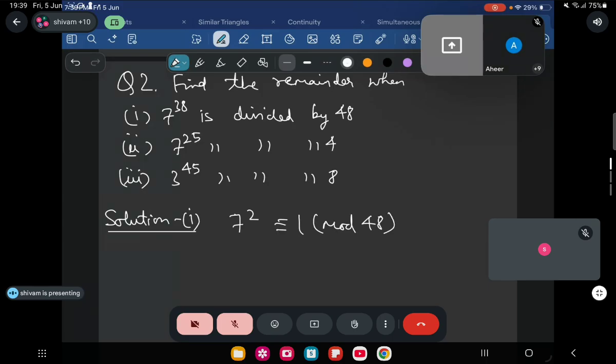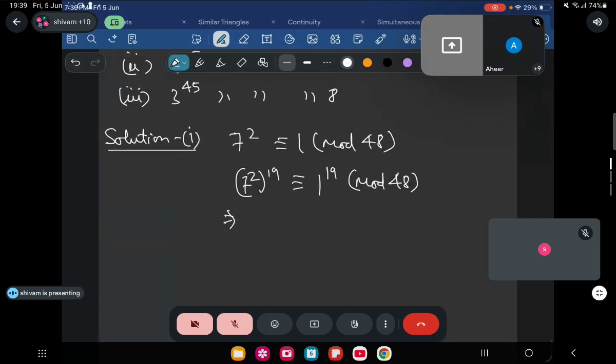Sir, we should raise the power by 36. Oh no, why multiply? We have to find 38 in the power. So by 2, what should we multiply? 19, right? 7 square whole to the power 19 is congruent to 1 to the power 19 mod 48. Done. This implies 7 to the power 38 is congruent to 1 mod 48. Done.